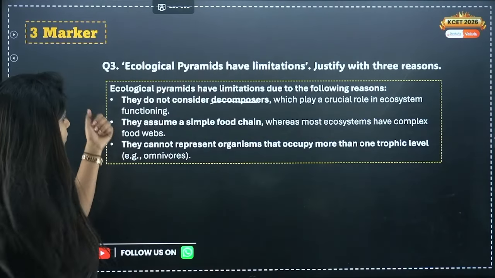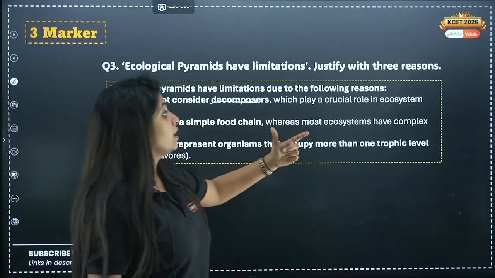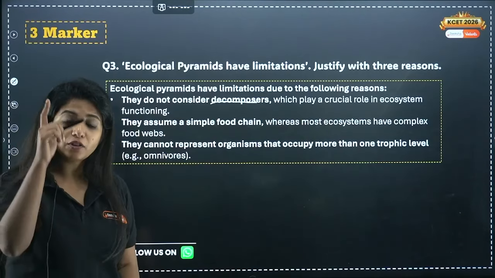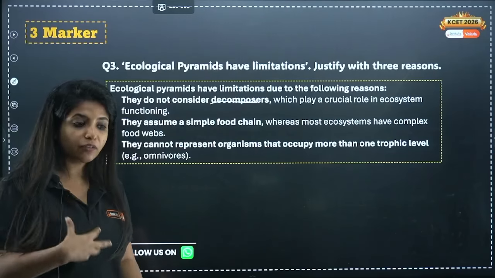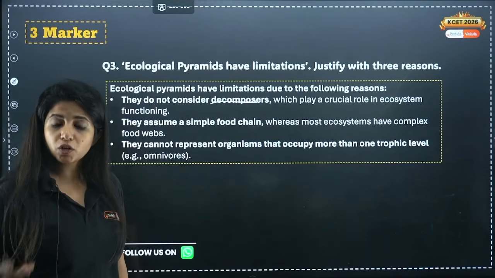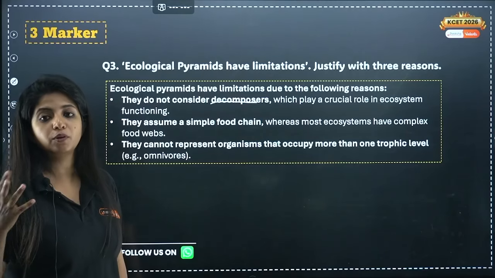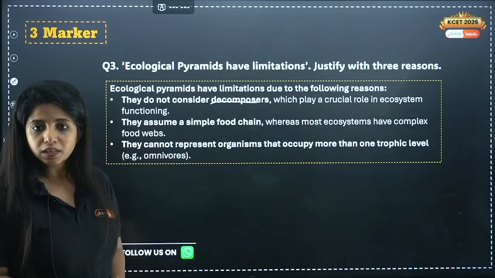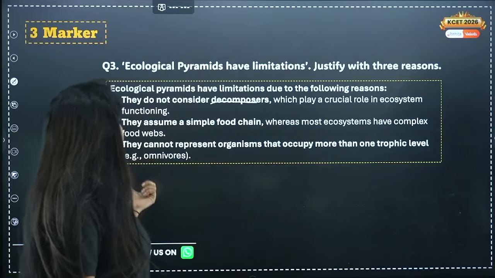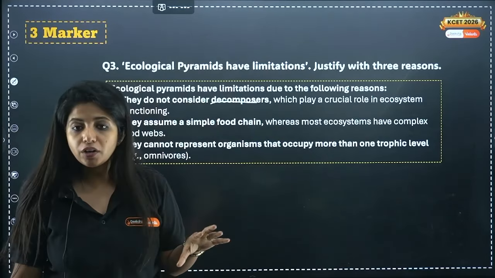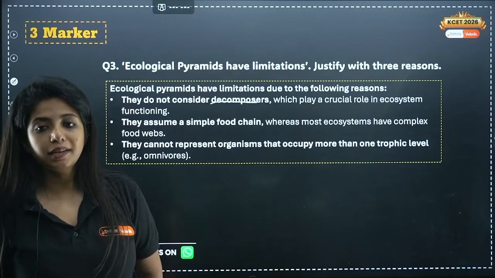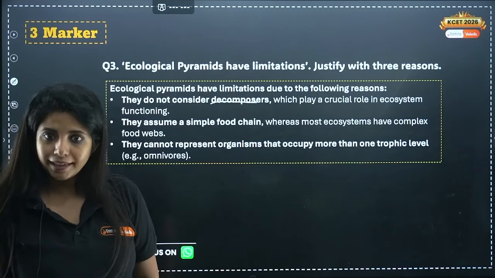Okay, next thing. They assume a simple food chain, whereas most ecosystems have a complex food web. Do we have a normal food chain? Tiger will not eat any organism apart from rabbit? No, it will eat, right? So there is a complex food web, but over here only a simple food chain is being considered. Now they cannot represent organisms that can occupy more than one trophic level. Yes, that is also true.